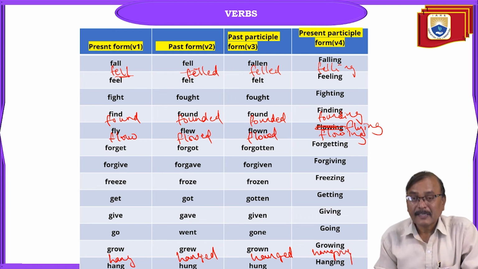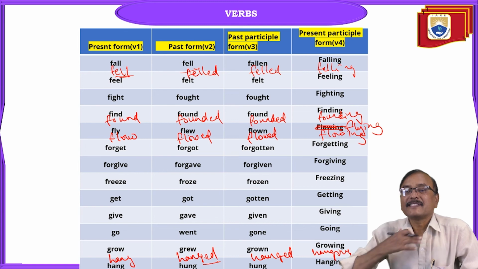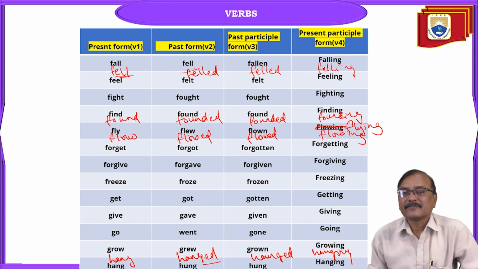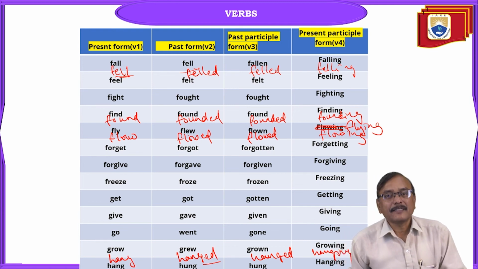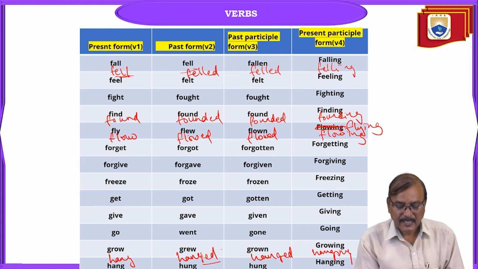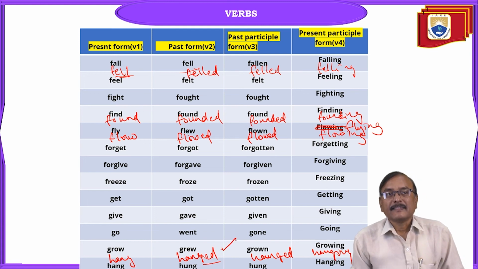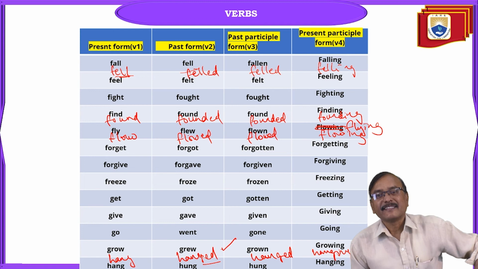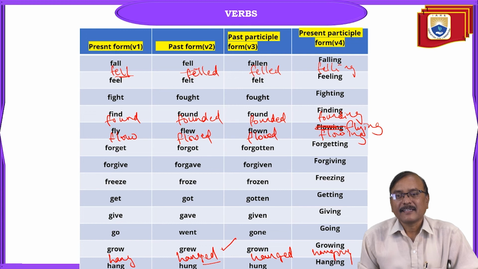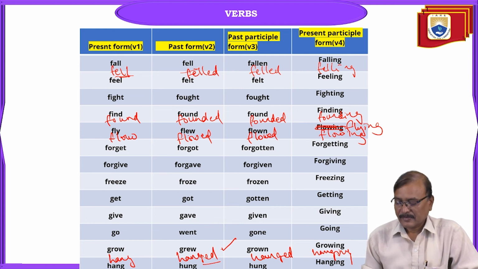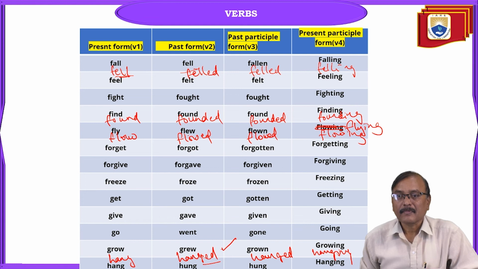This hanged means killing. The prisoner was hanged to death. Hanged to death. In that case, we have to use this hanged. Don't say the calendar was hanged. The calendar was hung. The poster was hung. Right? The convict was hanged. Is it clear? Right? So you should know the difference in the meaning.